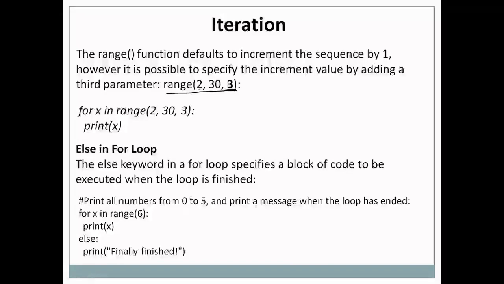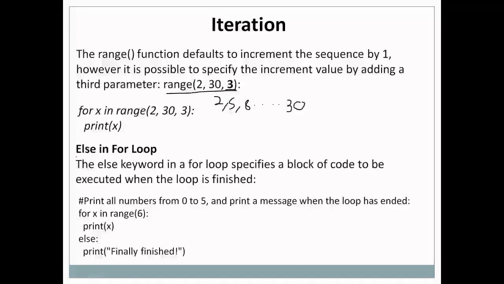So starting value is 2, end is 30, and increment is 3. It will start at 2, and then every time it will increment by 3. The next number is computed by adding 3 to the first number. So 2 plus 3 will be 5. Again 5 plus 3, 8. Like this, till the value 30, it will create a sequence.